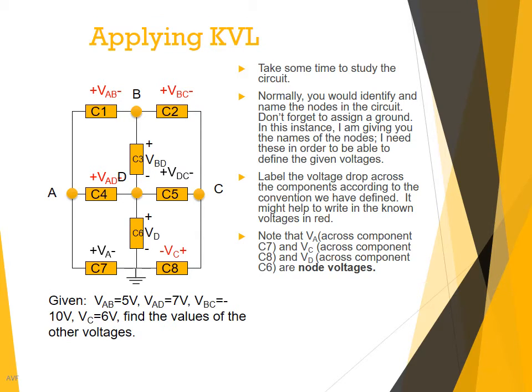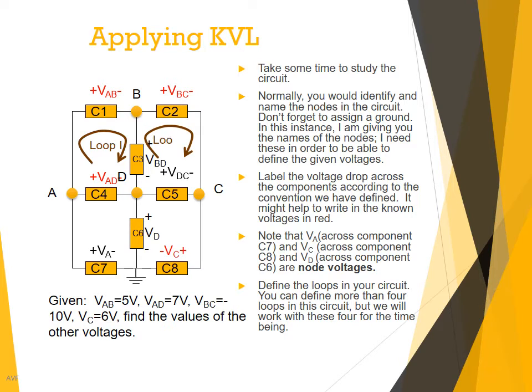So note that VA across component C7, VD across component C6, and VC across component C8 are node voltages. And so VC looks like I have labeled it inconsistently, but I haven't. The plus side of my voltage has to be on the side of C.